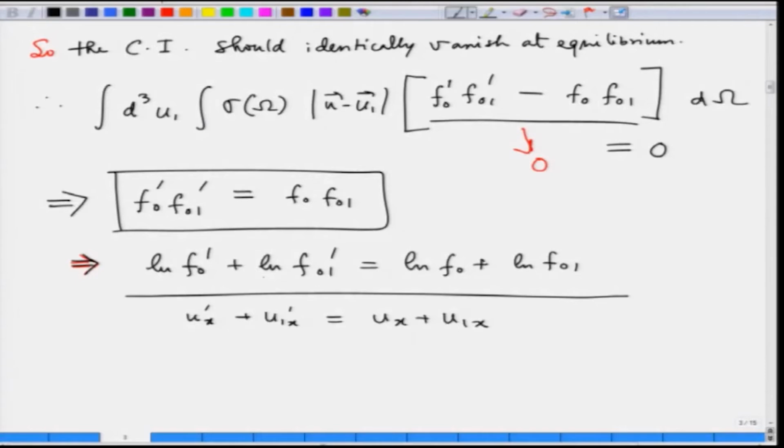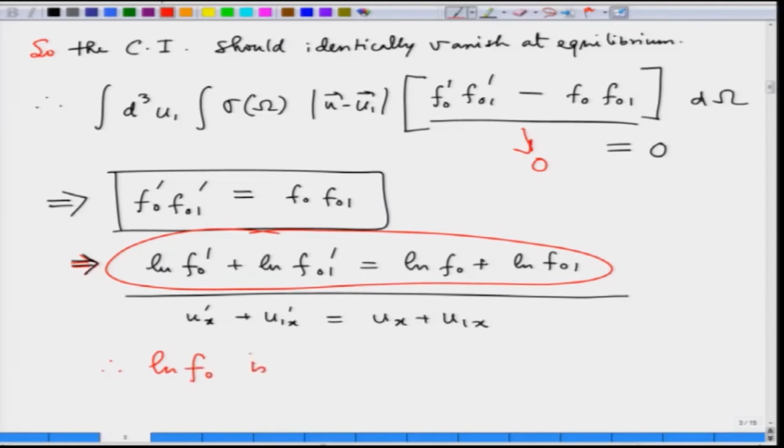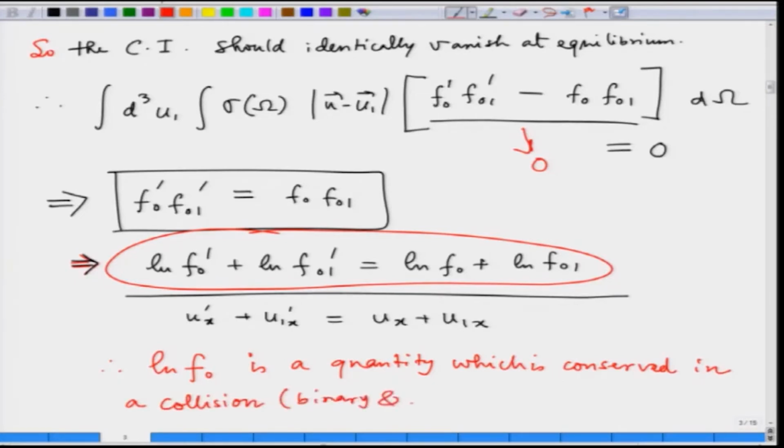So, here it looks like this is an analogous thing. So, log of this f 0, log of f 0 is a quantity which is conserved in a collision, of course, which are binary and elastic in nature, because otherwise this collision integral form will not be the same.